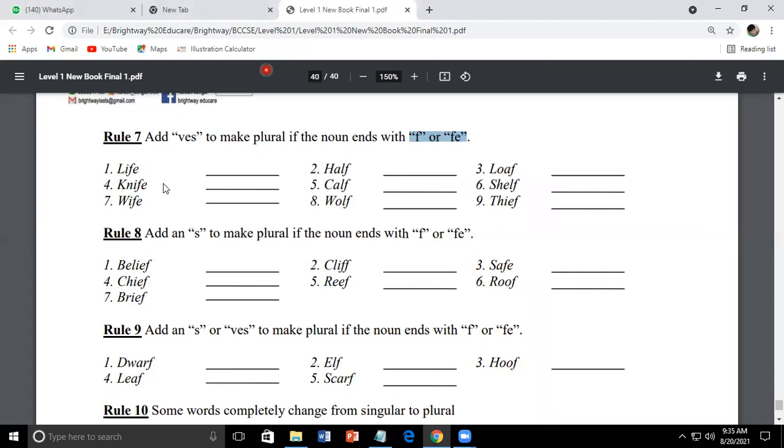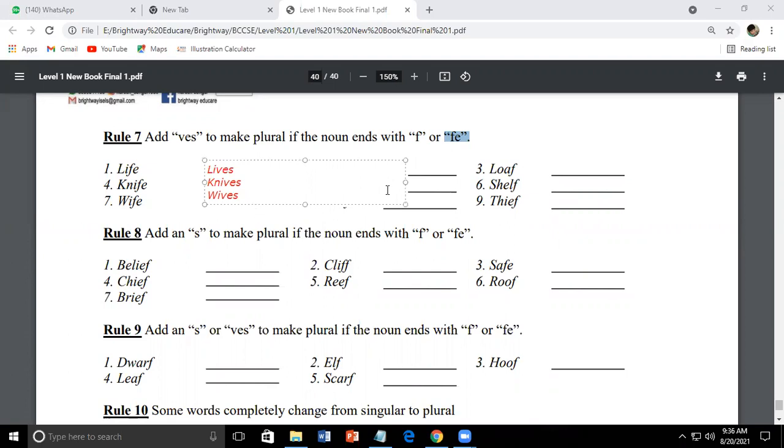So here, my friends, you have to notice that in rule number 7, it says, if your word ends with F or FE, you have to add VES. Now, how you will add VES? Let us see that. If the word is life, to make it plural, you make it lives. You don't put FVES, but you put LIVES. That's how you make it plural. Knife becomes knives and wife becomes wives. So this is how you make it a plural. Okay, you will have to remove the F and then add VES.